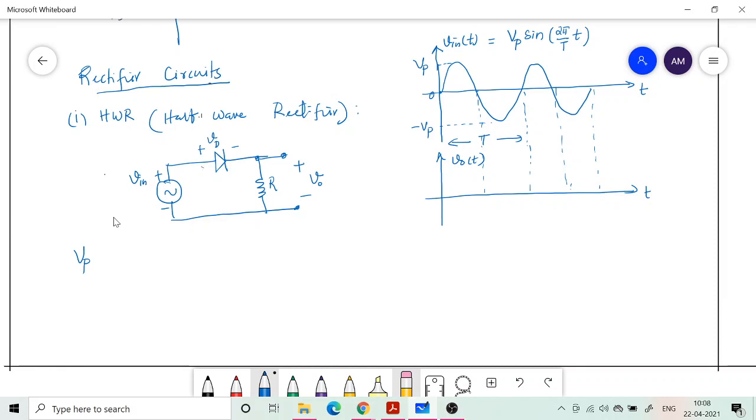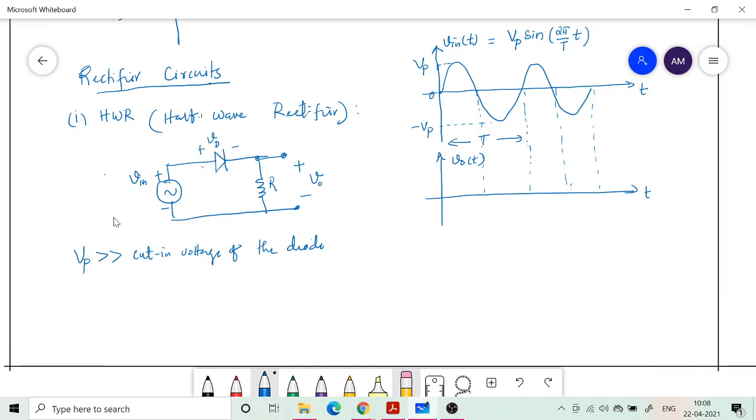Let me specify explicitly that Vp is much greater than the cut-in voltage of the diode. For an ideal diode, this cut-in voltage is 0, as in the characteristics I have drawn. But if it is a real diode, then this condition is important to keep in mind, otherwise the output will be different. I'll come into that a little later. But let's now treat it as an ideal diode, which has 0 voltage as the cut-in voltage.